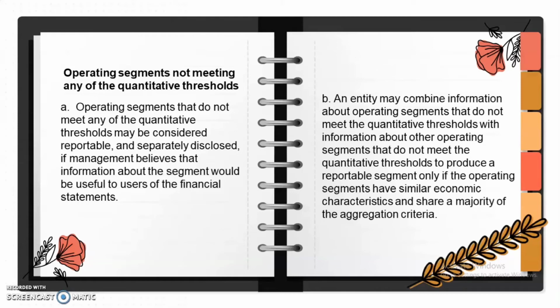Kapag may operating segment na hindi na-qualify sa kahit anong quantitative threshold, pwede pa rin naman siyang maging reportable at ma-disclose if the information would be useful to users of financial statements, and only if the management decided to. The other option is that i-combine lahat ng information ng operating segments na hindi qualify sa iba pang operating segments, na hindi rin qualify para makabuo ng reportable segment, but only if magkakapareha sila ng economic characteristics and share majority of aggregation criteria.